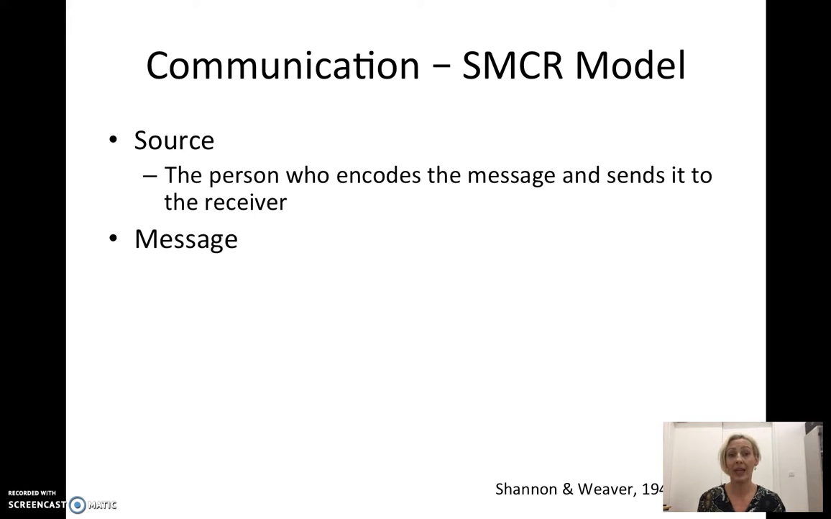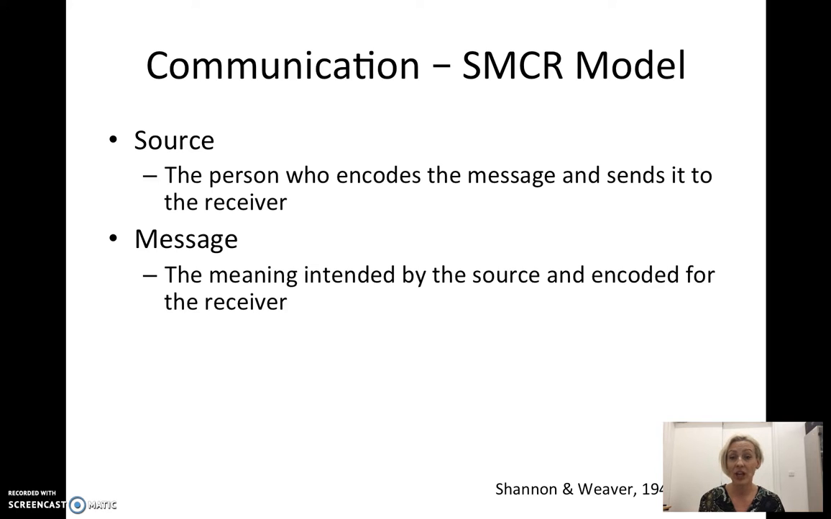The M in the SMCR model is the message. The message is the thing that I am sending. So the meaning that I intend to send to you, the meaning that the source wants to send, that is encoded in the symbol, is the message. So any word or a gesture or any symbol will be the message.